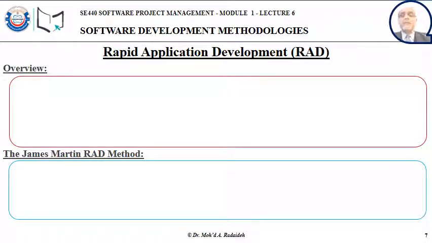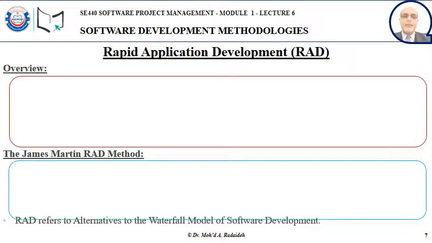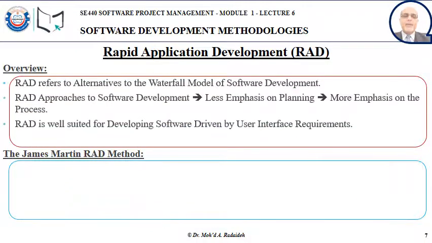The third methodology to cover here in this lecture is the rapid application development. What is the rapid application development? It's very much an alternative to the waterfall model of software development. It means less emphasis on the planning. We don't spend too much time on the planning, while we pay more emphasis on the process itself.